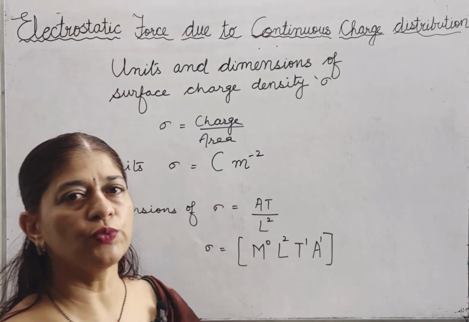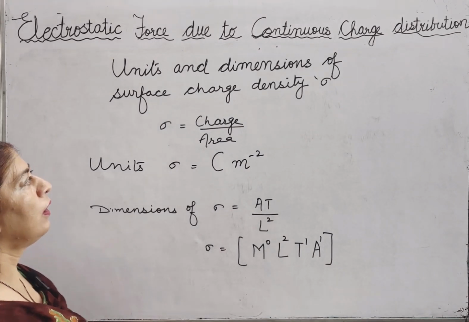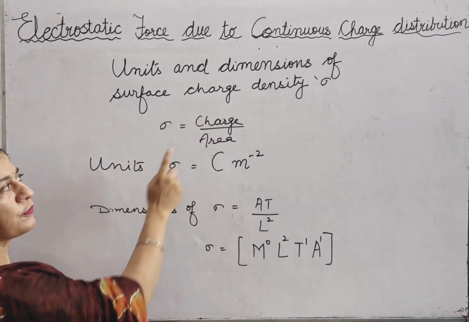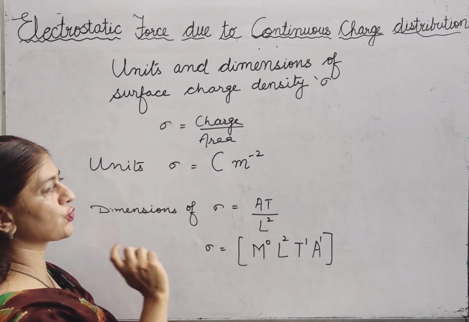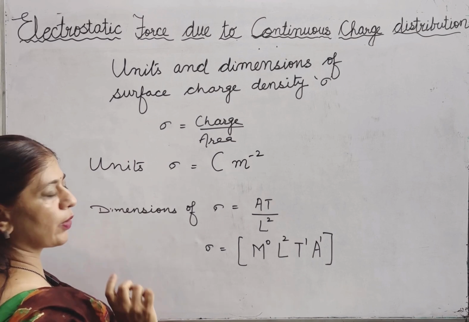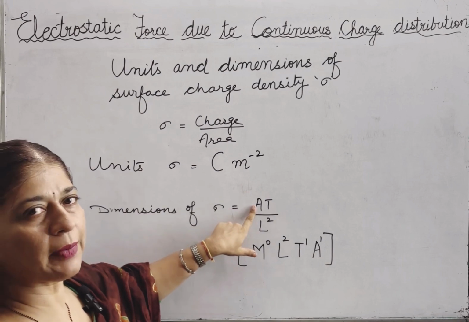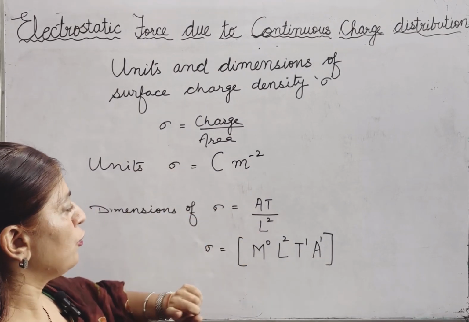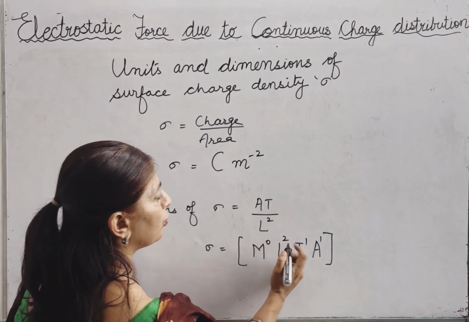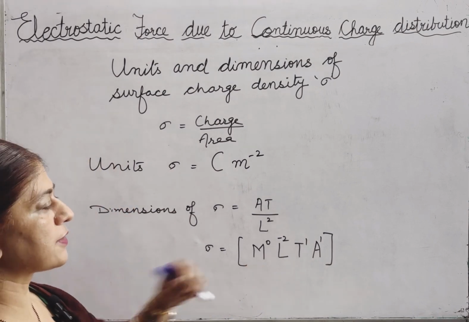In the next step, we are going to find out the units and dimensions of surface charge density sigma. Sigma is equal to charge over area. So units of the charge are coulomb and area is meter square. So the units of sigma come out as coulomb per meter square, and the dimensions of sigma are given by: charge dimension is AT, area is given by L square. So M is not there, M⁰ L⁻² T¹ A¹. So these are the dimensions of sigma.